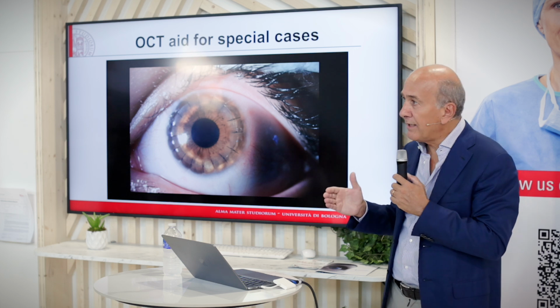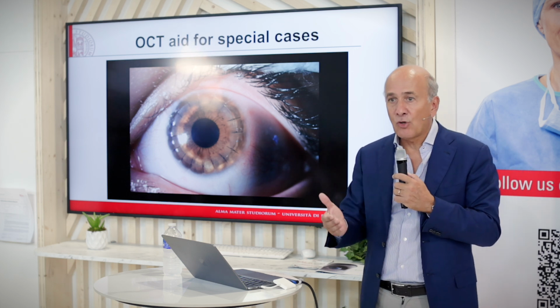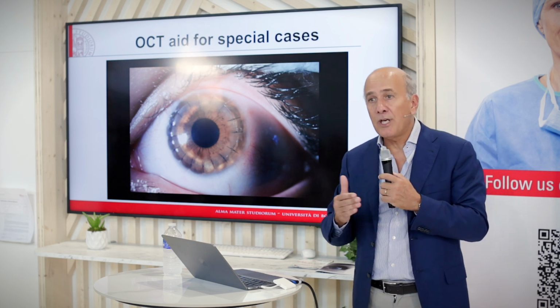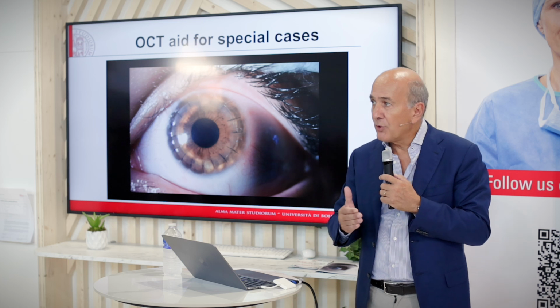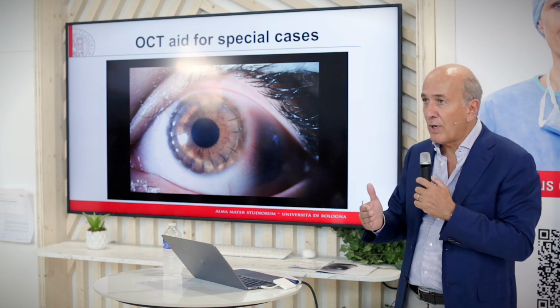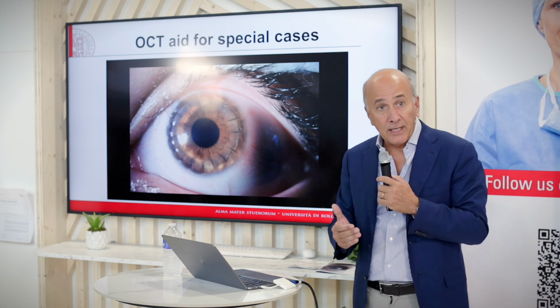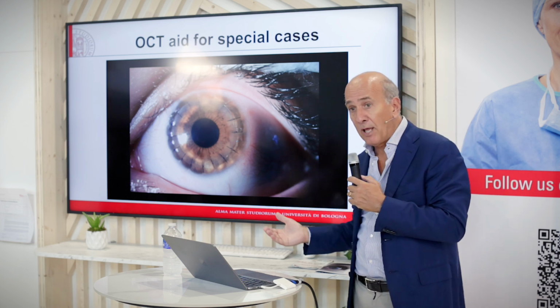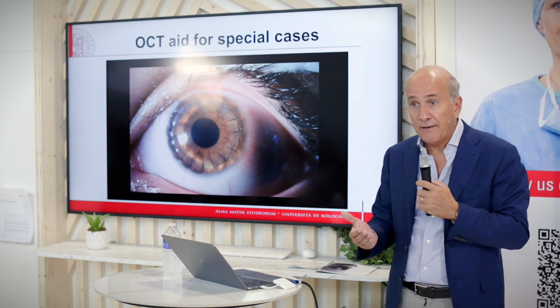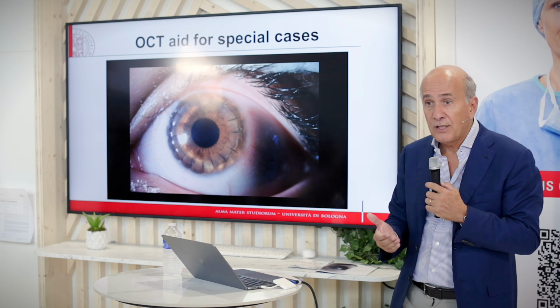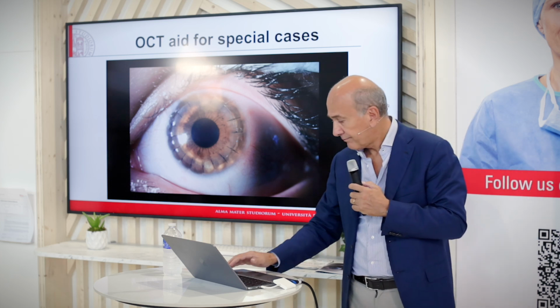But because you can double check this intraoperatively, you can change your mind as the surgery goes in order to try to do what you planned or what you wanted to do from the beginning. So this is another plus that otherwise you don't have if you cannot use an intraoperative OCT.